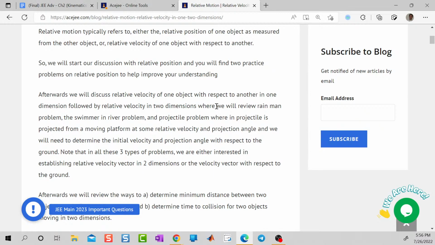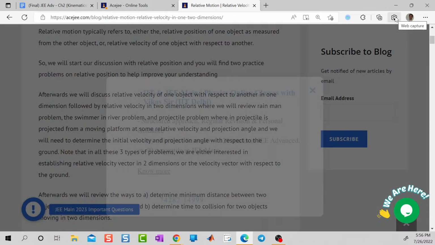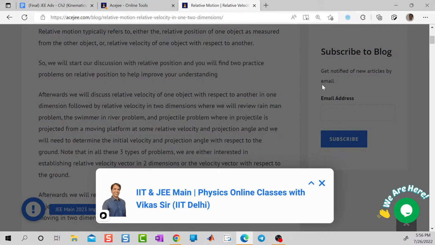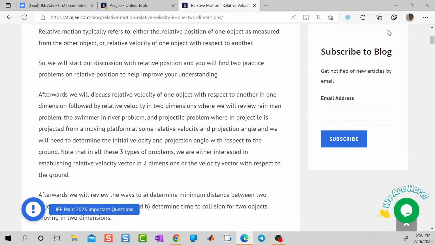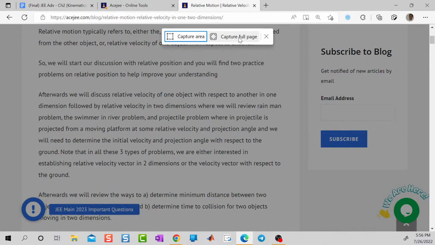So relative motion typically refers to the relative position of one object as measured from the other object, or the relative velocity of one object measured with respect to the other object. Okay.